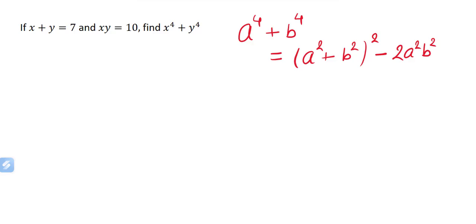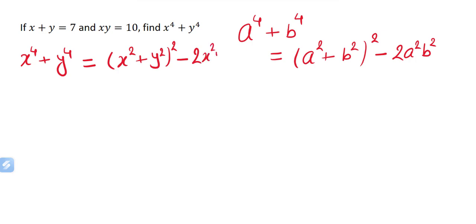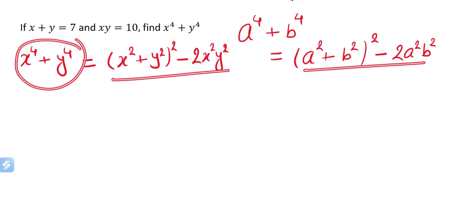That means now we can change this x power 4 plus y power 4 in the same form, where square of x and square of y whole square minus 2 square of x and square of y. So simply this form and this form, they are in the same form. So we have the formula for that.